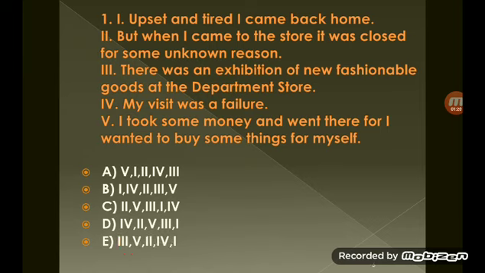Alright, let's see. So there was an exhibition of new fashionable goods at the department store. Then fifth, I took some money and went there for I wanted to buy some things for myself. Then second, when I came to the store, it was closed for some unknown reason. Then fourth, my visit was a failure. Then first one, upset and tired, I came back home. Okay, so this paragraph makes complete sense.